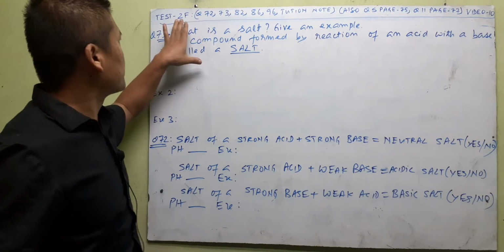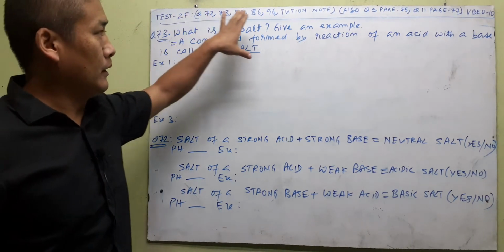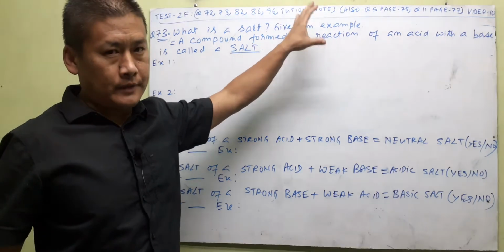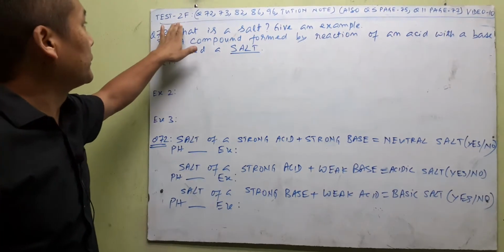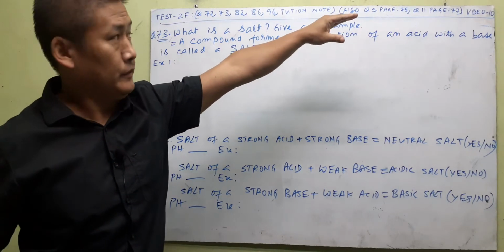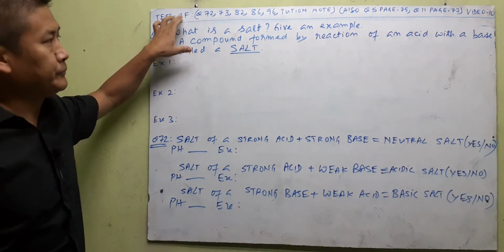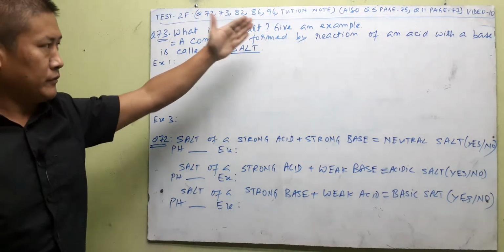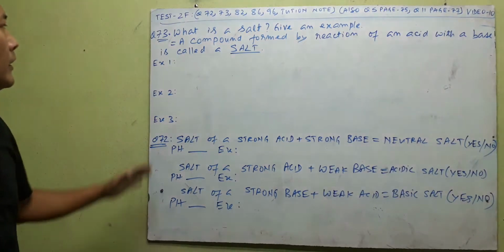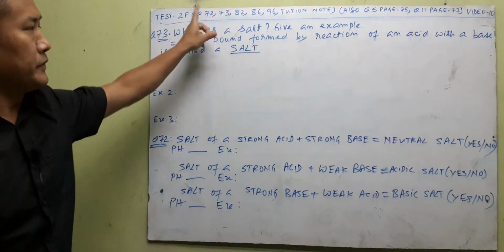So this is the TEST-2F portion for class 10 science chapter 2, acids, bases and salts. After you complete these questions that are written here, you are going to appear for test 2F. Pause the video, write them down, replay it and join here. Now let us start with 73 and go to 72.